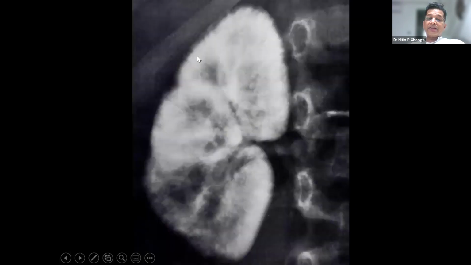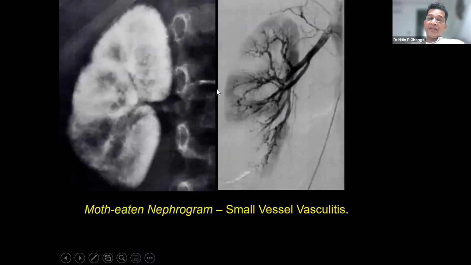This is a IVP image, and the nephrogram should be all uniform from upper pole to lower pole. But here we can see the significant areas of heterogeneity in the nephrogram because of the moth-eaten appearance. This is hallmark of small vessel vasculitis because it can lead to areas of ischemia and areas of normal appearance along with intrarenal aneurysms as seen in this DSA image.